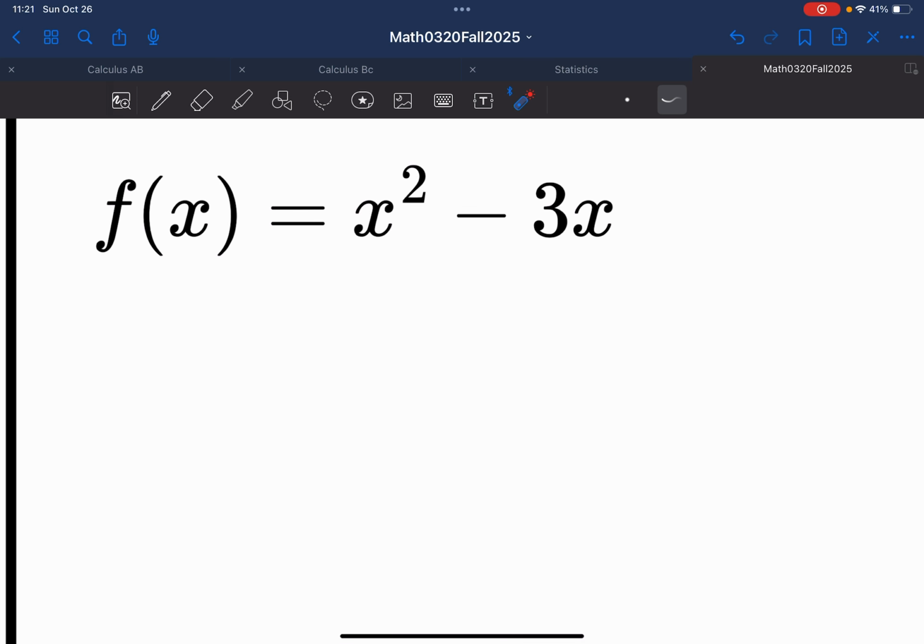Okay, this one is not a fraction and it does not have a square root, which means there's not really any restrictions that are going to be on this. We don't care if it's negative and we don't care if it's 0. So for this one, the domain could easily just be all real numbers.